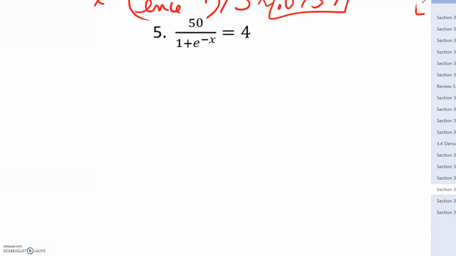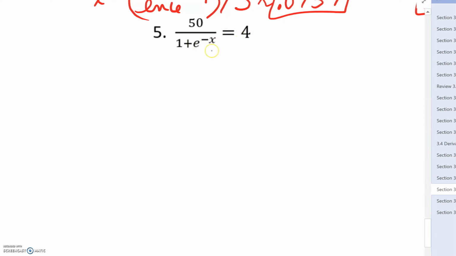Right, here we go. This is the second video from section 3.5. We are on number 5, on the second page of the 3.5 notes. So let's dive right in. Number 5 and number 6 are a little more tricky. You'll notice that both of those have this e to the negative x, which is going to cause a little problem for us, but we can do it. All right, here we go.